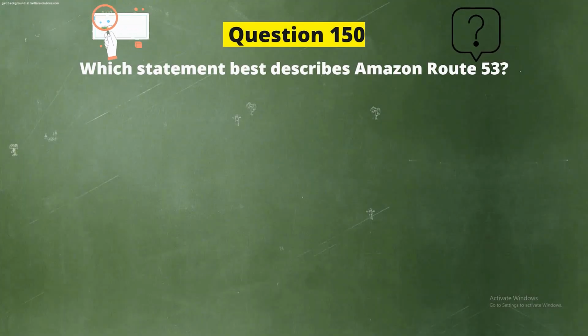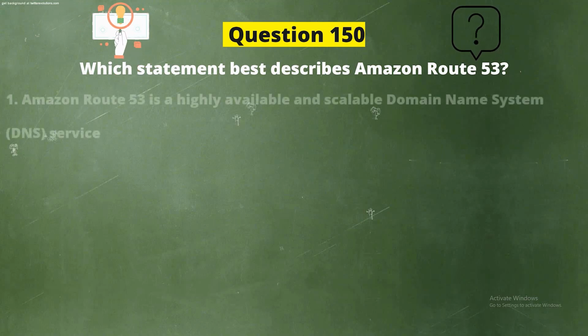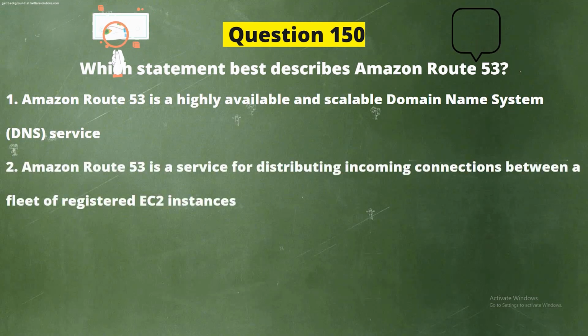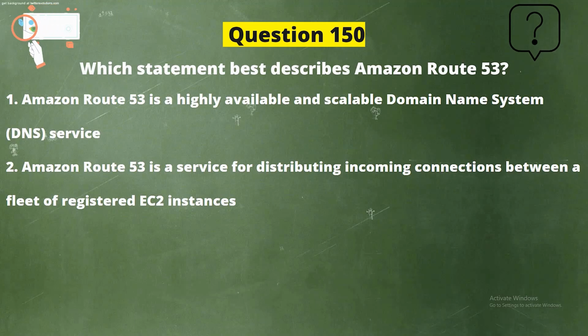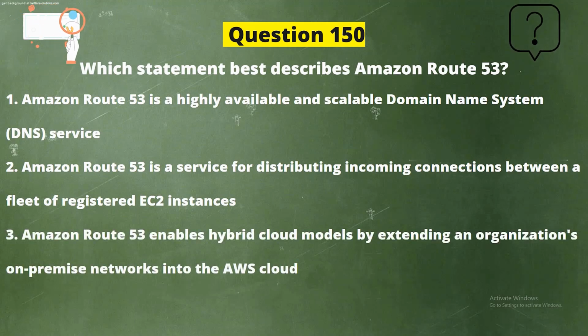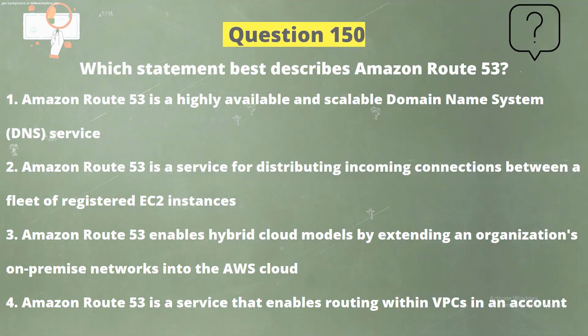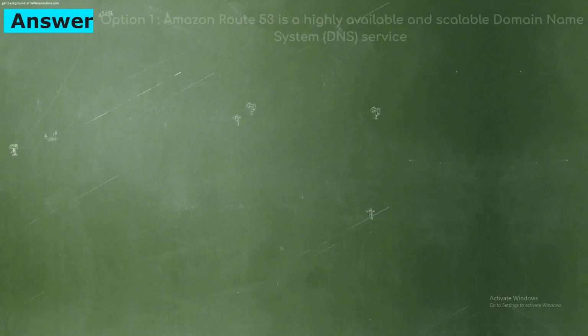Next question. Which statement best describes Amazon Route 53? And the options are: Option 1. Amazon Route 53 is a highly available and scalable domain name system, DNS, service. Option 2. Amazon Route 53 is a service for distributing incoming connections between a fleet of registered EC2 instances. Option 3. Amazon Route 53 enables hybrid cloud models by extending an organization's on-premise networks into the AWS cloud. Option 4. Amazon Route 53 is a service that enables routing within VPCs in an account. And the correct answer is Option 1.